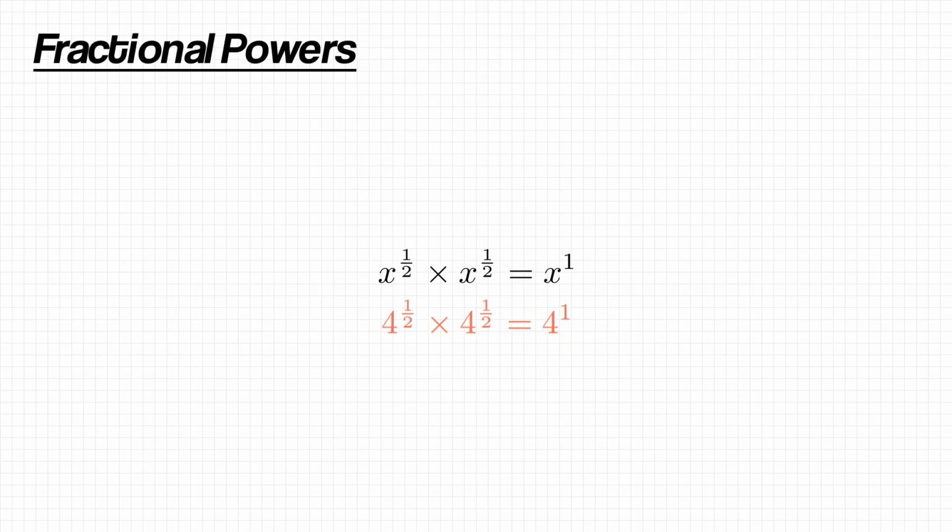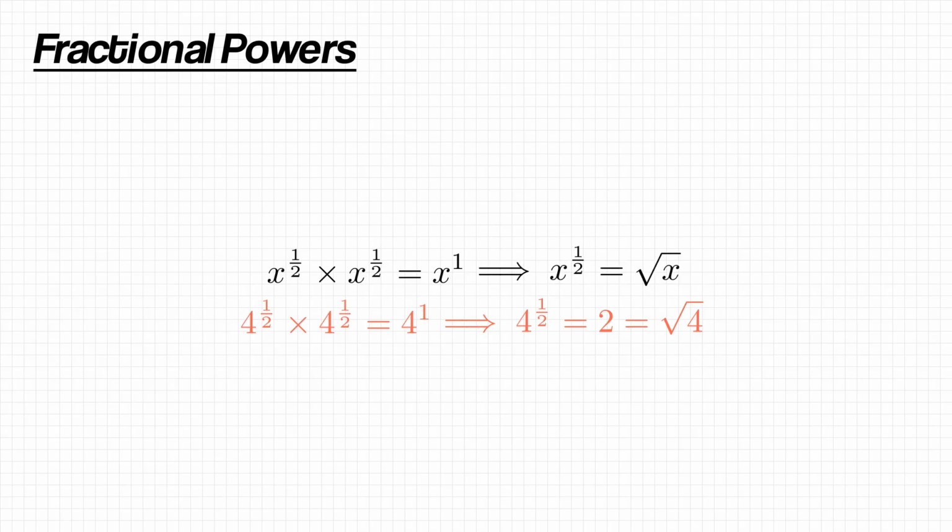Now let's look at indices with fractional powers. Consider x to the half times x to the half. Using the multiplication rule, we know this would be x to the 1. To help us understand what's going on here, let's think about the case where x equals 4. The equation says something times itself equals 4. We know this simply as the square root of 4. Extending this logic, we can see any indice with a power of a half is just the square root of the base.